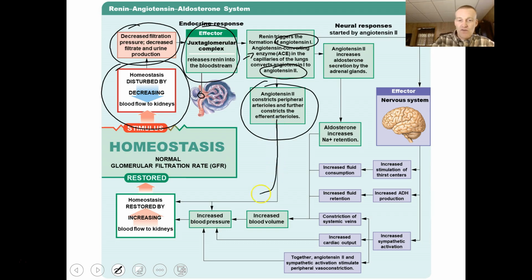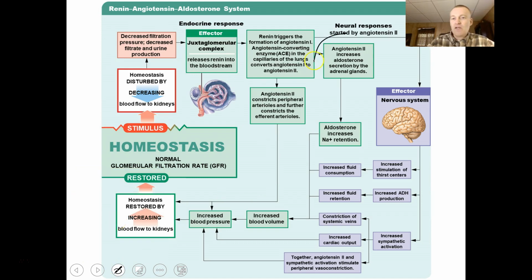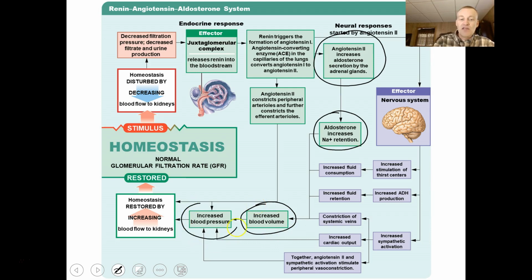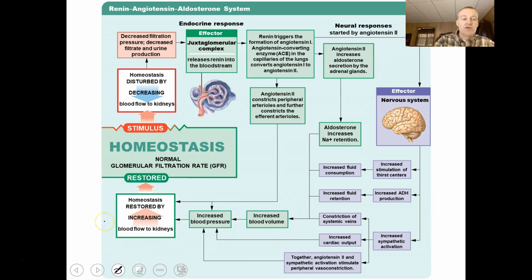So if we follow this line on down here, there's going to be increases in blood pressure because of that, and that may increase the flow of blood to the kidneys. All right, let's get some of this ink off. So angiotensin 2 also is going to cause an increase in aldosterone secretion by the adrenal glands. So the aldosterone is going to increase sodium retention. That sodium retention will increase the amount of blood volume, and if you increase blood volume, it increases blood pressure, thus it goes back to maintaining homeostasis.